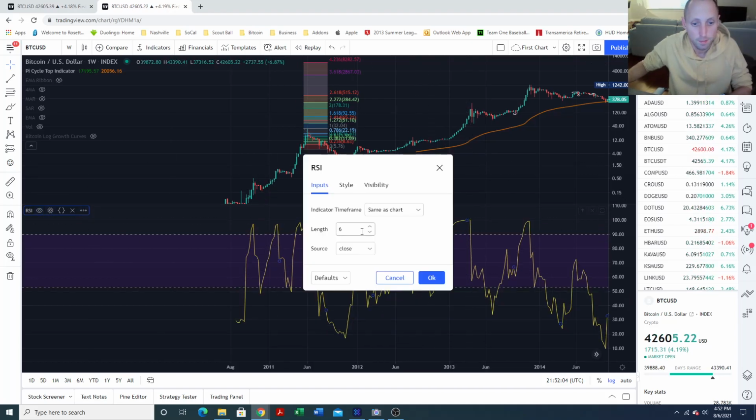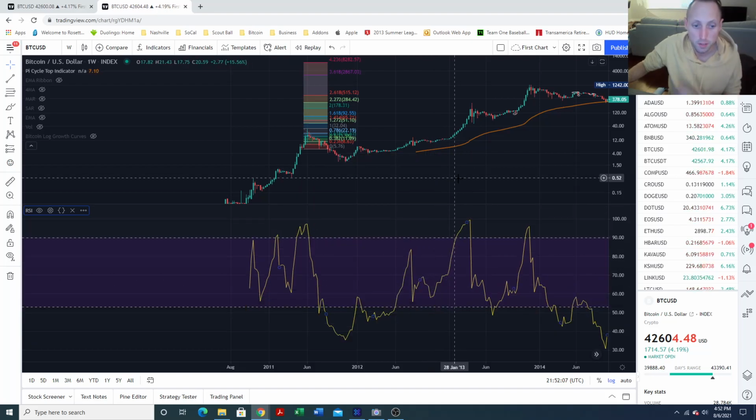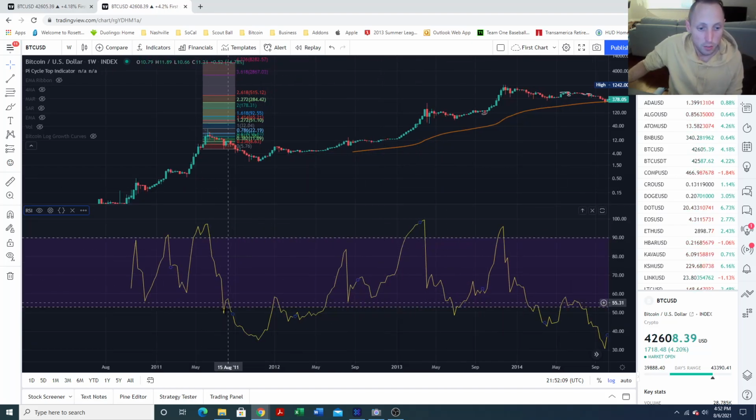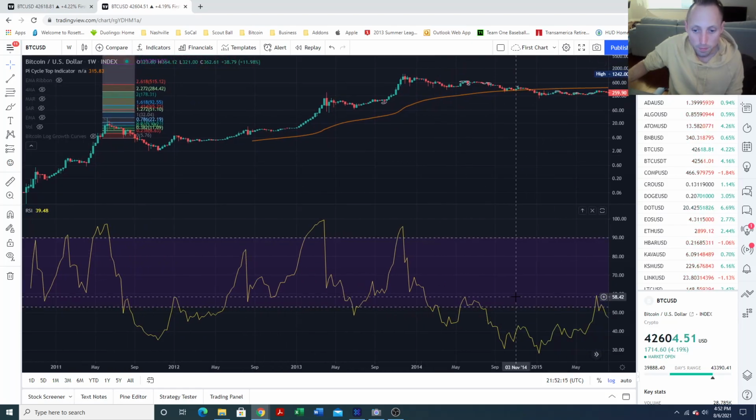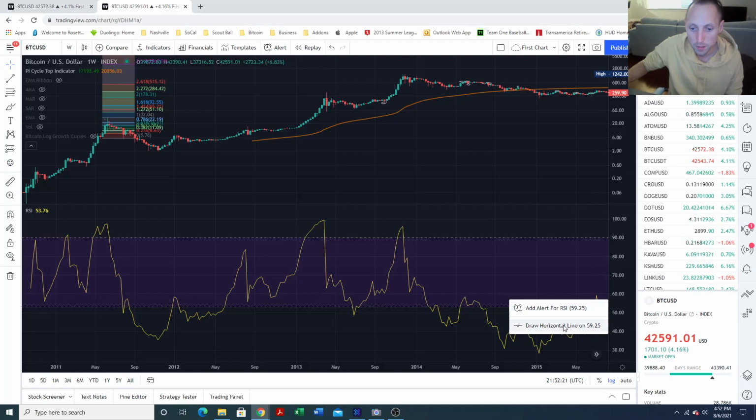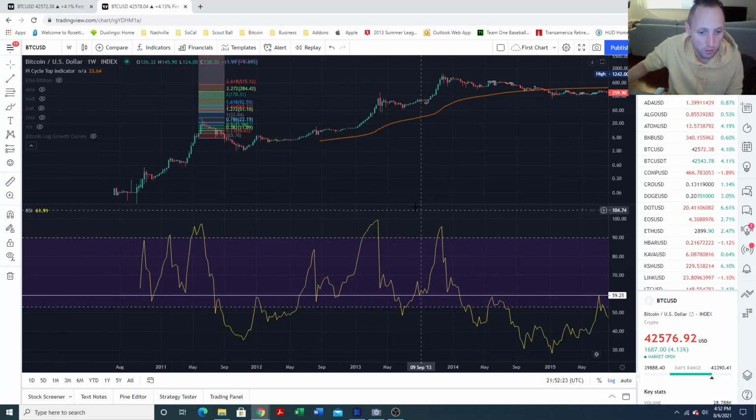Oh no, we do want the 14. It's used as support. It's bumped its head when it's lost this level. I'm sorry, it's when it's lost this level. We're actually going to create a line right here. Draw a horizontal line. That's the line we want to draw.